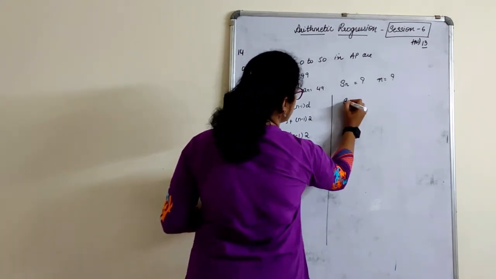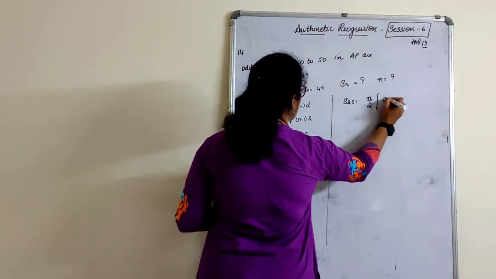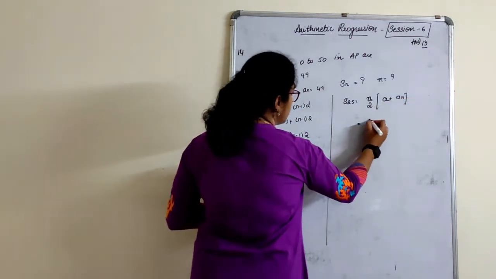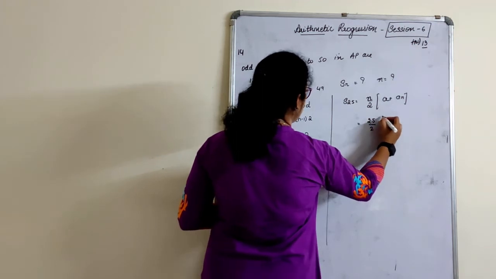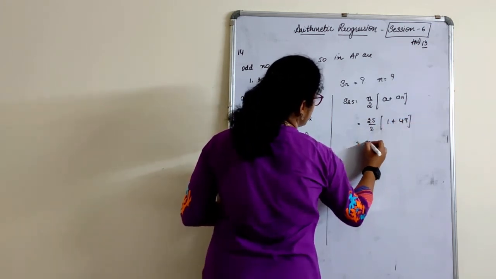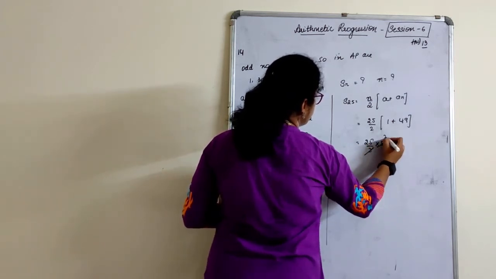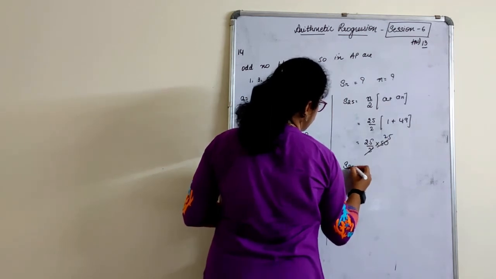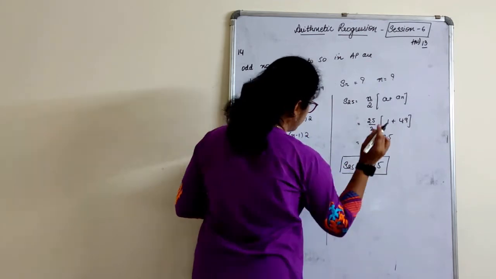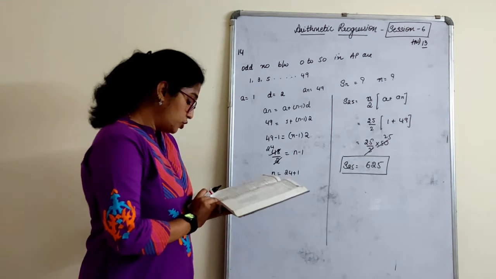Right? S25 is equal to, which formula shall we use now? n by 2, a plus an. Last term is known. So n is 25 by 2, a is 1, an is 49. So 25 by 2 into 50, 25 into 25. S25 is equal to 625. Okay. Quickly we'll move to the next one.